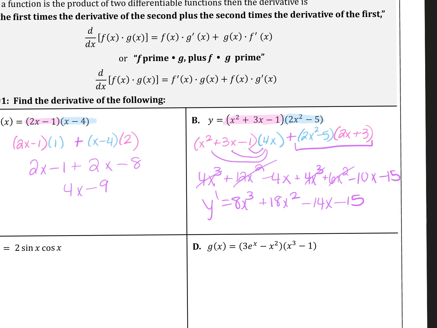You following? So the product rule is on that paper I gave you guys yesterday. Right, so it says f prime times g plus f times g prime. That's what it means.